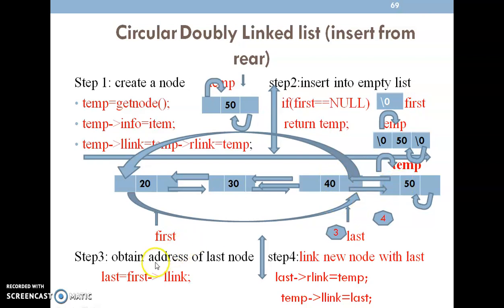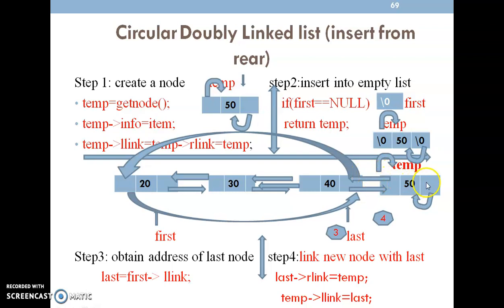Okay. So first step, obtain the address of the last node. How to get it? last equal to first pointer left link. The first pointer left link gives the address of the last node. Then attach this last node to the temp. So last pointer right link equal to temp. Similarly, temp pointer left link equal to last. Okay. Now we need to change these two addresses from earlier, from this node to the first node. Now this temp becomes the last node, so we have to make changes over there.